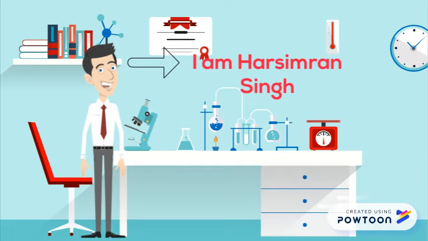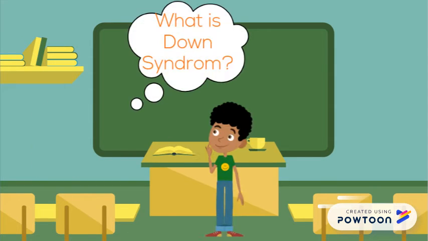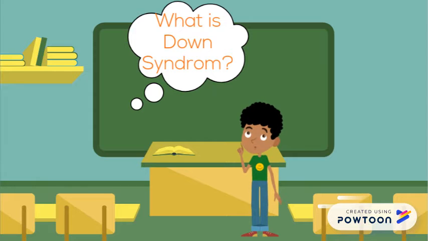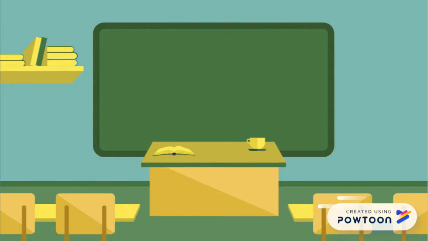Down syndrome. So what is Down syndrome? Down syndrome is a chromosomal disorder caused when an error in cell division results in an extra 21st chromosome. This is the cause and when it happens.